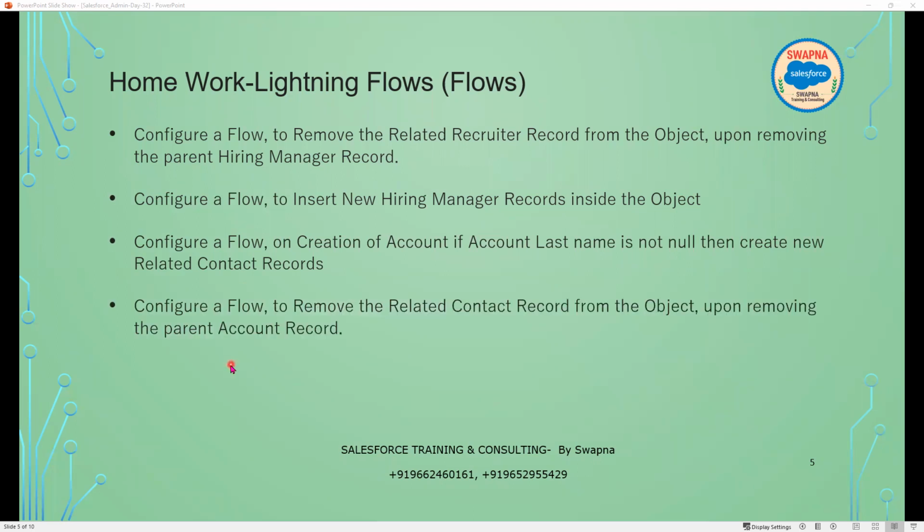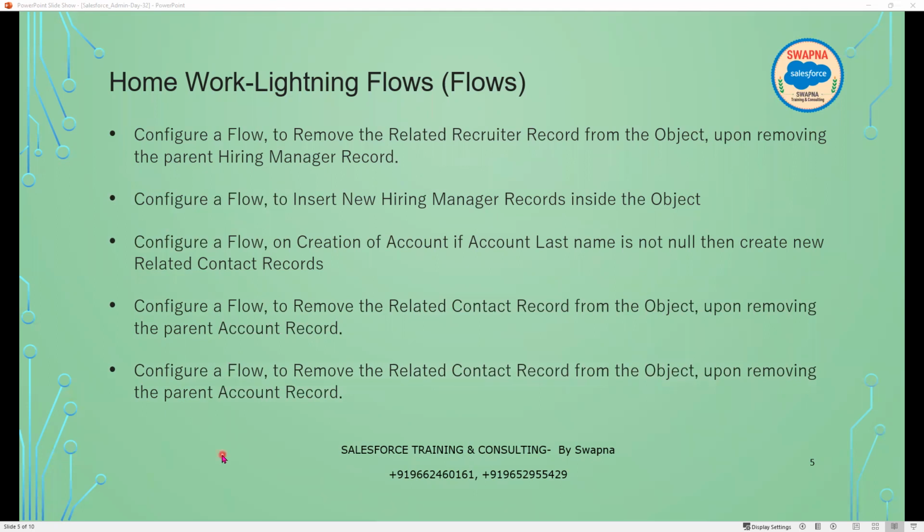And the next one is configure a flow to remove the related contact record from the object upon removing the parent account. Whenever the account is deleted, you have to delete all the contact records that are associated to the account. And the next one is repeating it. So take the first four.